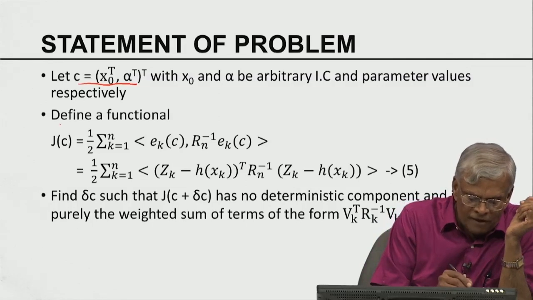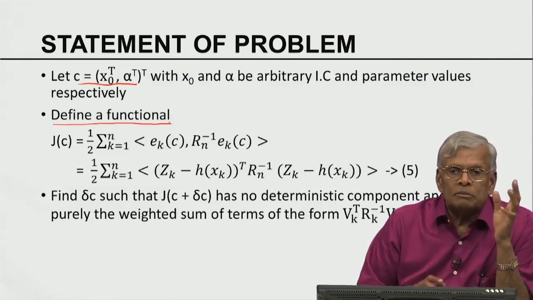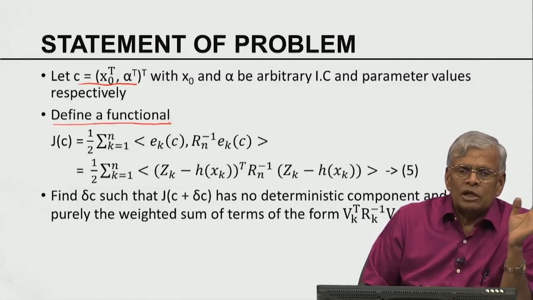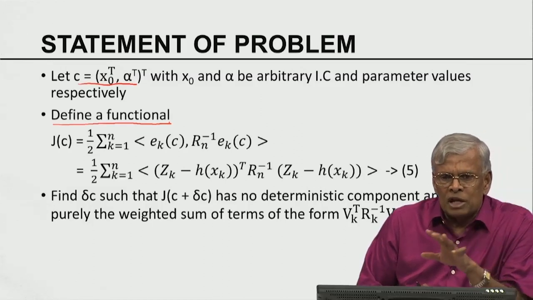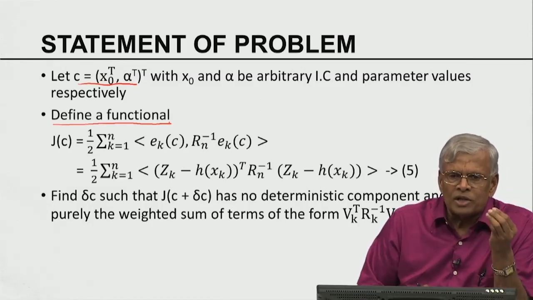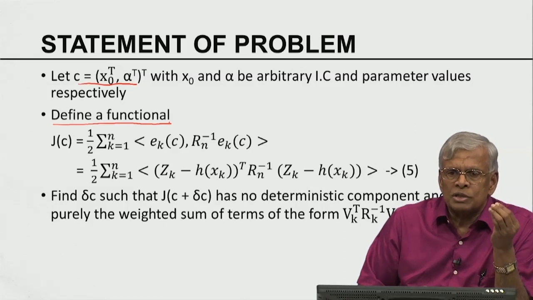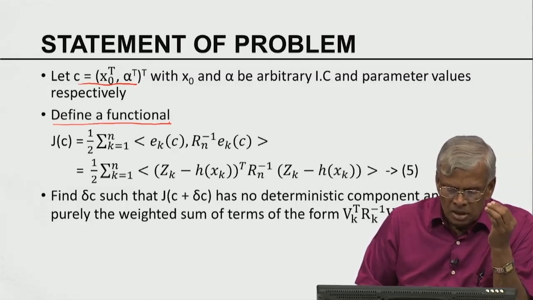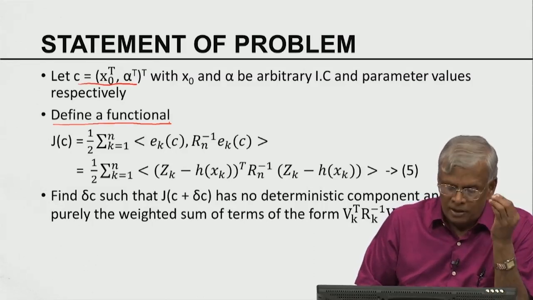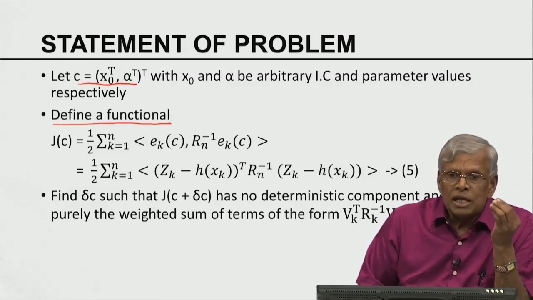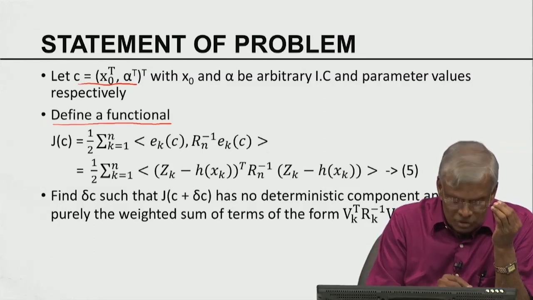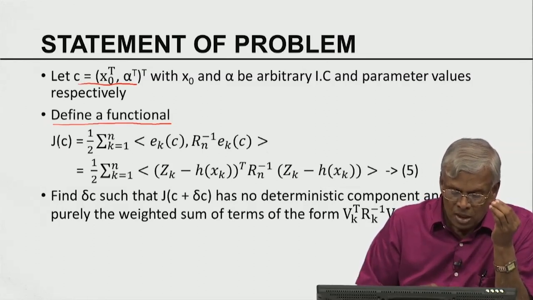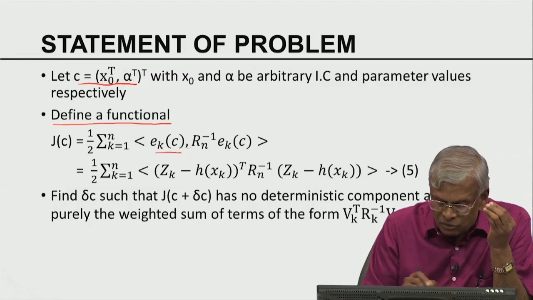Now, I am going to define a functional. Again, look back. In all of the developments in inverse problems, there is always a cost functional, which is very basic to the solution of the inverse problem. The cost functional is denoted by G of C. It is simply the weighted sum of squared errors.